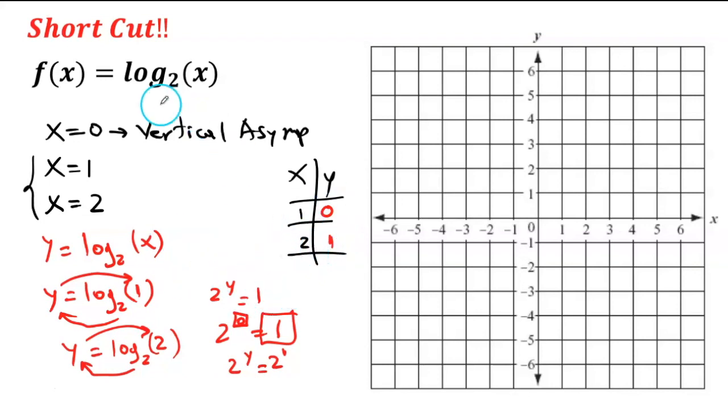Now that I have these two values, what I'm trying to do is give you an easy table of values so you don't have to go exponential. You can just graph using the logarithmic function. So let's graph. First of all, my vertical asymptote, x equals 0. The values are (1, 0) and (2, 1). Now, how is my graph moving? It starts from my asymptote, a smooth graph.